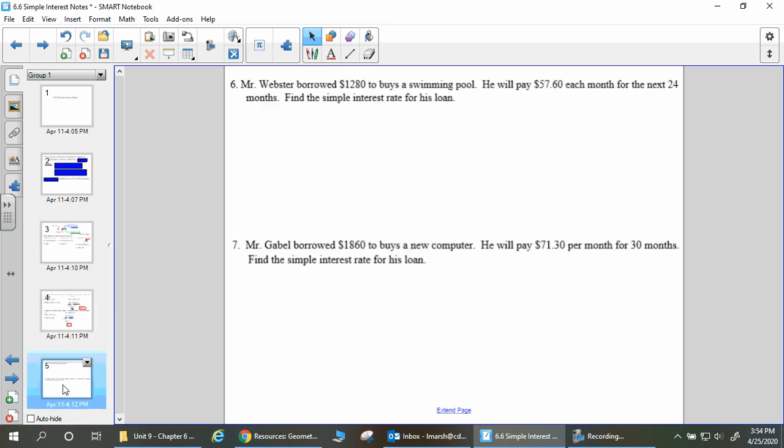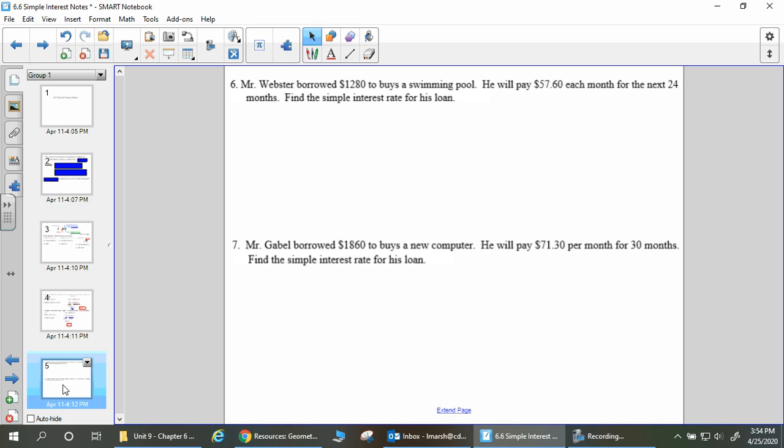Let's look at one more type of example. Like before, 6 and 7 are going to be super similar to each other. If I look at number 6, Mr. Webster borrowed $1,280 to buy a swimming pool. He will pay $57.60 each month for the next 24 months. Find the simple interest rate for his loan.